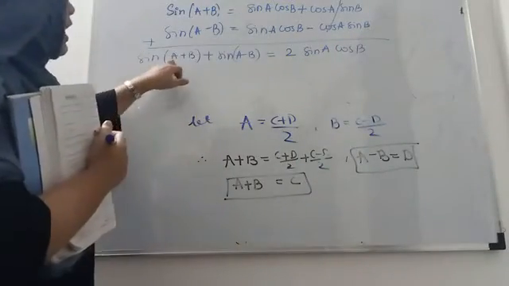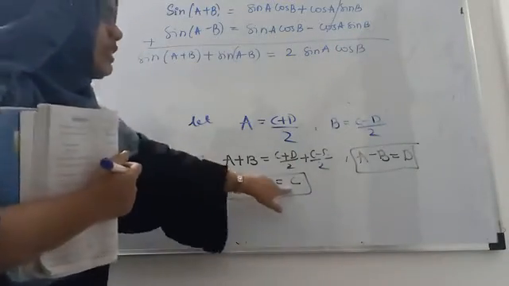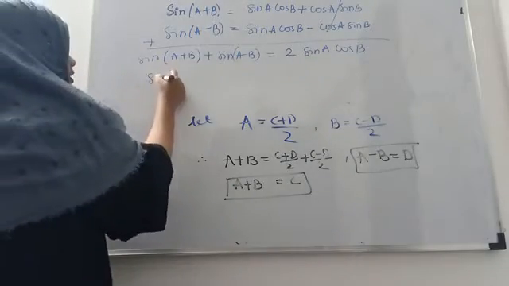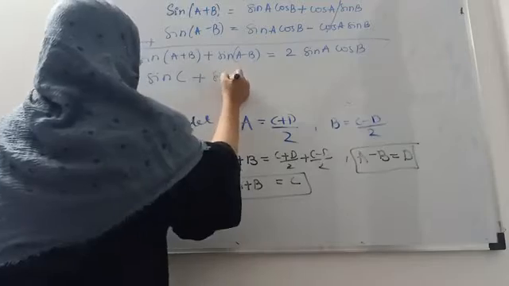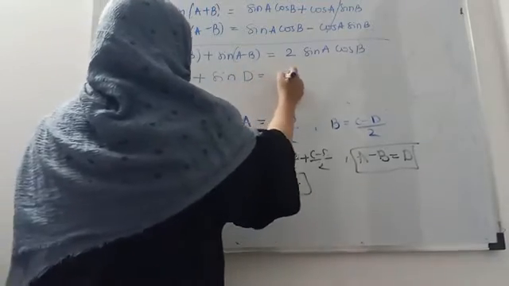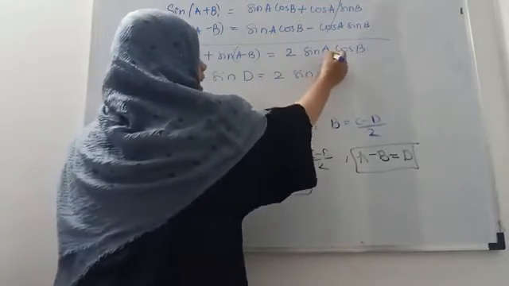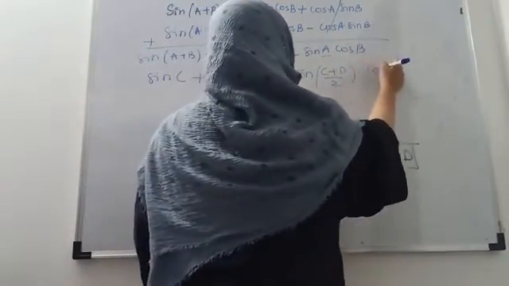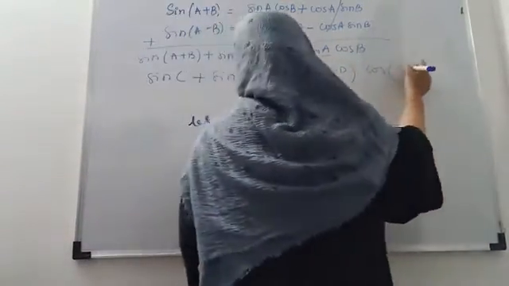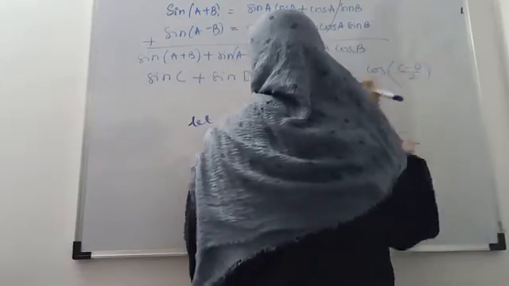Now, but what is A plus B? A plus B is equal to C. Therefore, sin C plus A minus B is equal to what? D. Sin D. It is equal to 2 times sin, what is A? It is C plus D upon 2, and what is B? It is C minus D upon 2.